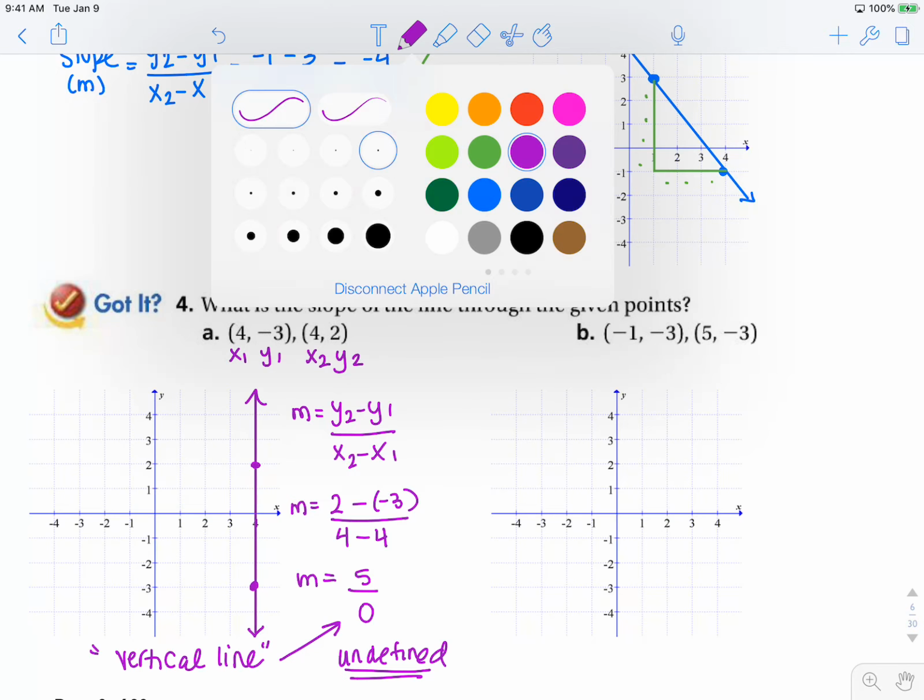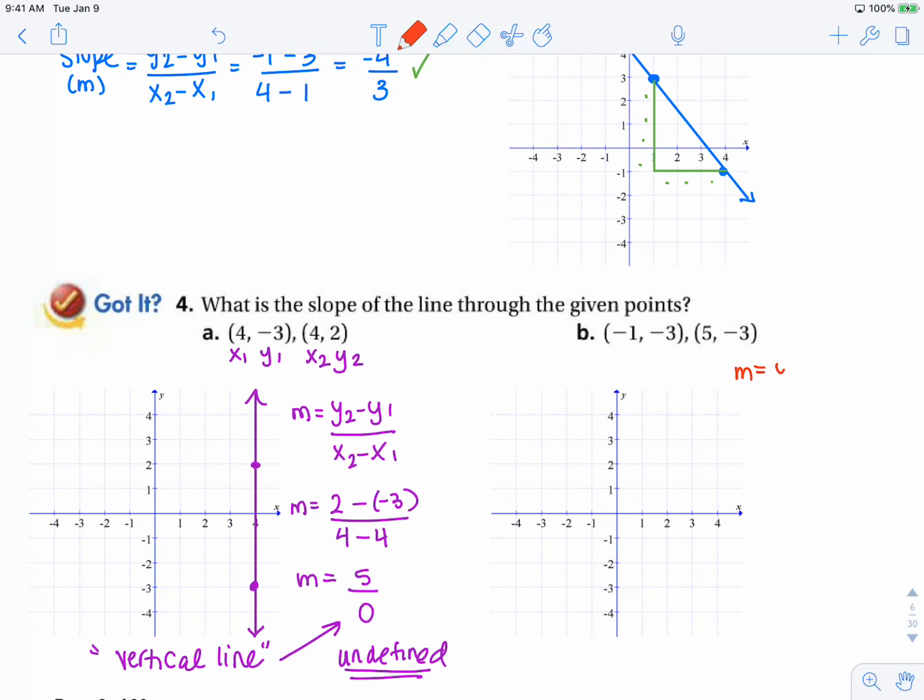Let's try this last one. Slope is y2 minus y1 over x2 minus x1. So let's call this x1, y1, and this is x2 and y2. So our slope is negative 3 minus negative 3 over 5 minus negative 1. Well, negative 3 minus negative 3 is 0, and 5 minus negative 1 is 6. 0 divided by any number is 0.